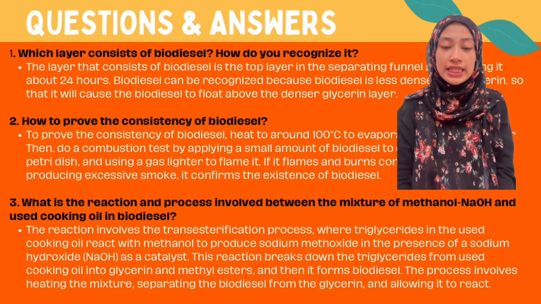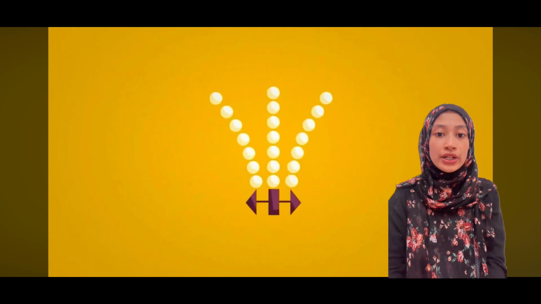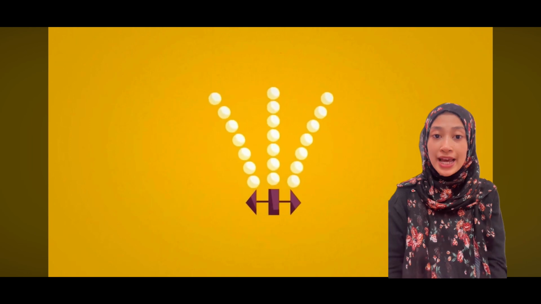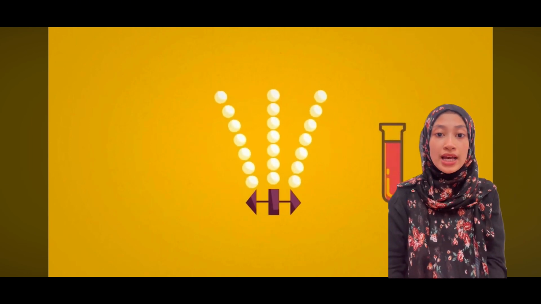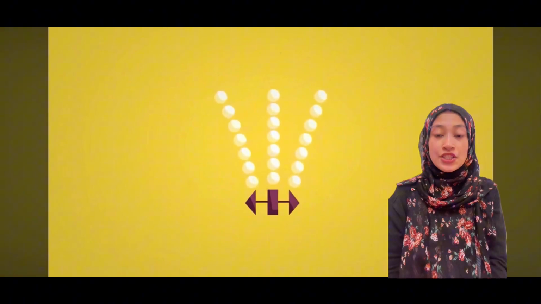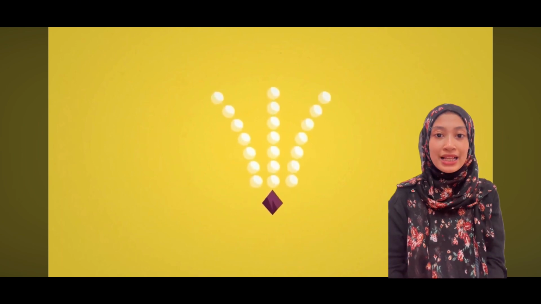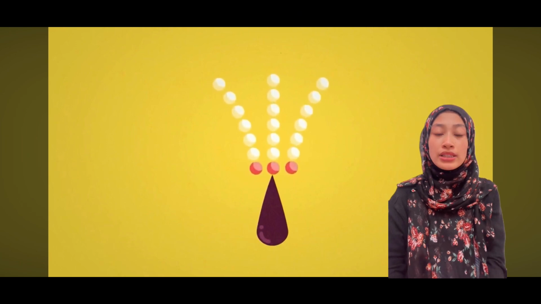And the last question is, what is the reaction and process involved between the mixture of methanol and NaOH and used cooking oil in biodiesel? The reaction involves the trans-esterification process, where triglycerides in the used cooking oil react with methanol, producing sodium methoxide in the presence of sodium hydroxide, NaOH, as a catalyst. This reaction breaks down the triglycerides from used cooking oil into glycerin and methyl esters, and then it forms biodiesel. The process involves heating the mixture, separating the biodiesel from the glycerin, and allowing it to react.